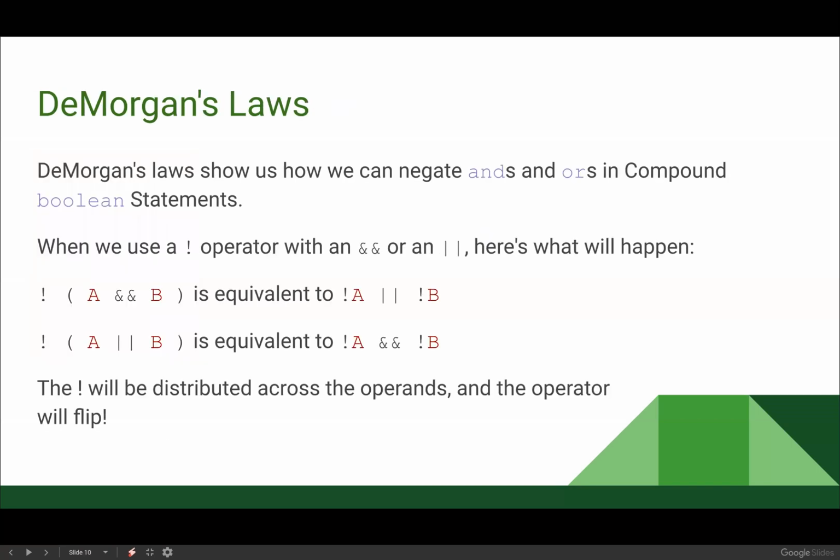So we have two laws, and they're for when we try to use a not with an and or an or. If I say not A and B, that is equivalent to not A or not B. So we are going to distribute the not across both, and we're going to swap our operator. Same with our or. Not A or B is going to swap to not A and not B. We distribute the not, and we flip the operator.